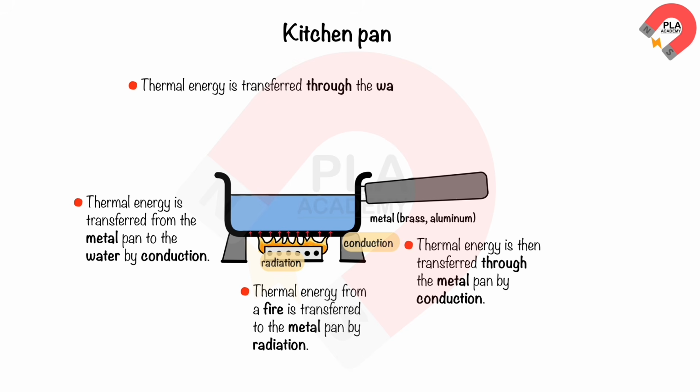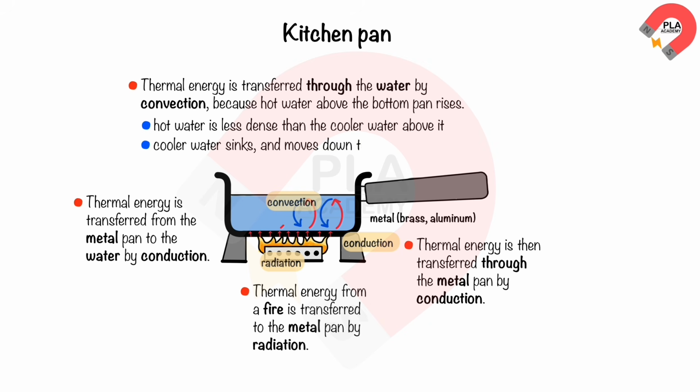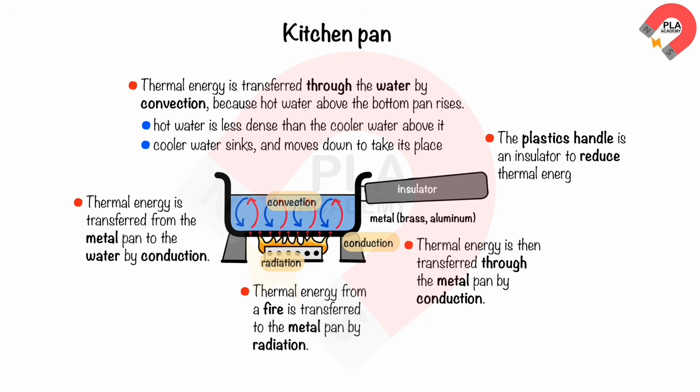Thermal energy is transferred through the water by convection, because hot water above the bottom of the pan rises. This is because hot water is less dense than the cooler water above it. Therefore, cooler water sinks and moves down to take its place. The plastic handle is an insulator to reduce thermal energy transfer to the hand by conduction.